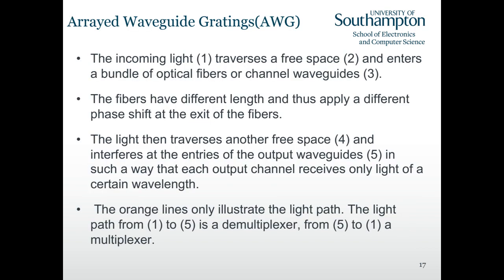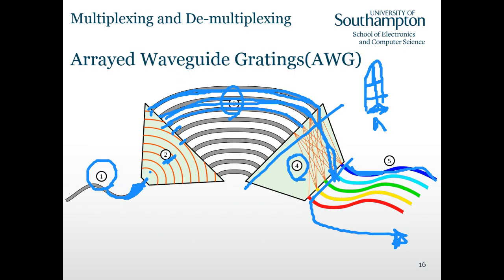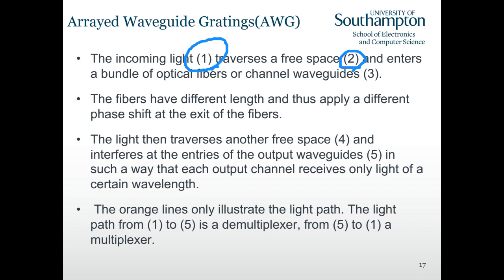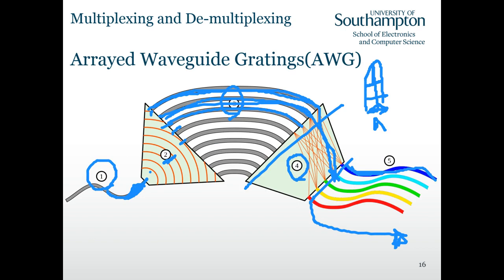Okay, so to summarize, the light comes from 1, which is fiber, and then 2 is still free space. We have a mixture of all wavelengths, and then in 3 we have different waveguides of different lengths that are designed in a way that when the mixture of light gets to 4, which is free space, and then gets to the output ports, different wavelengths constructively interfere at different ports. So this is the demultiplexer at the receiver.